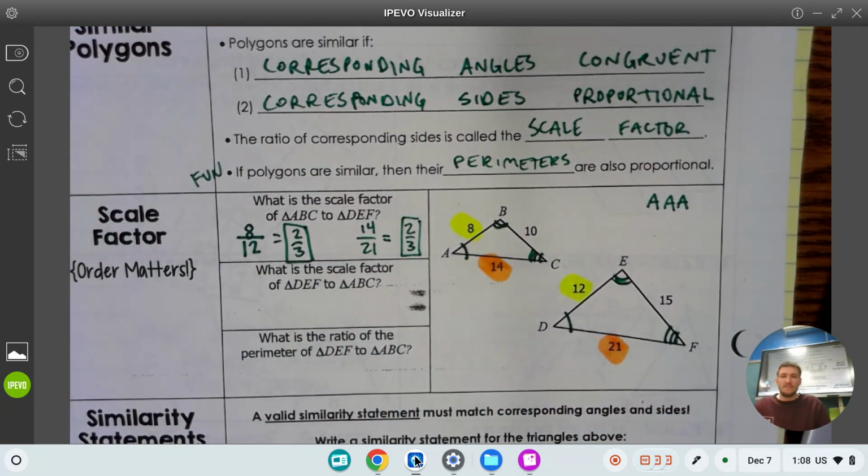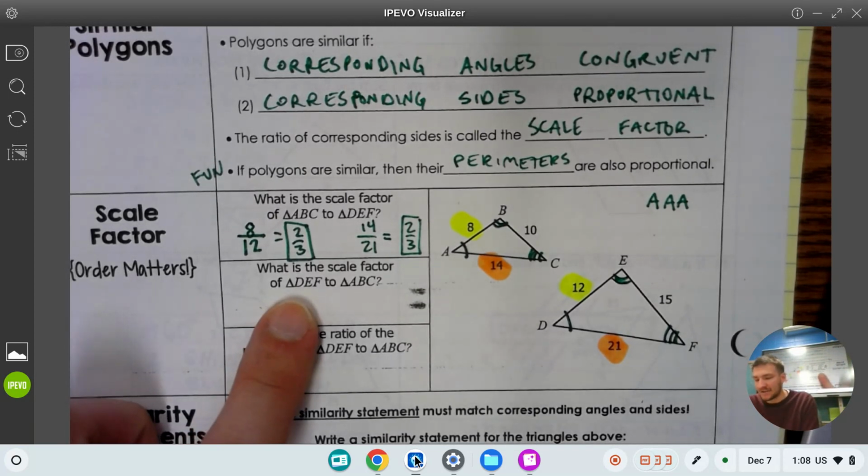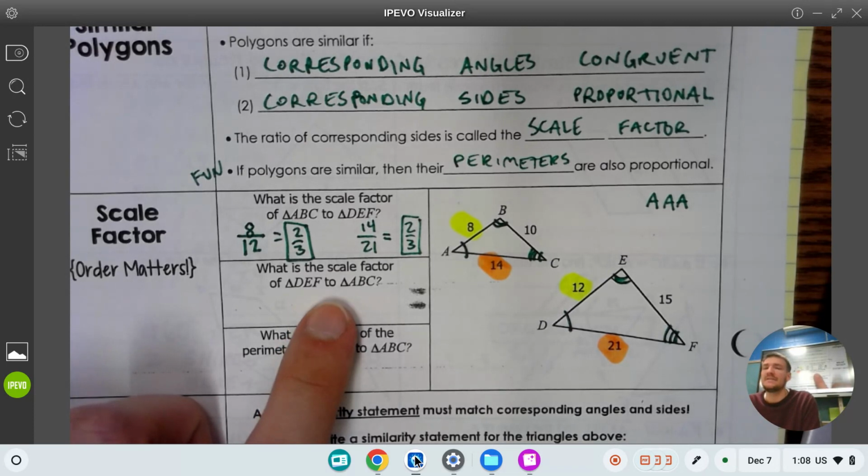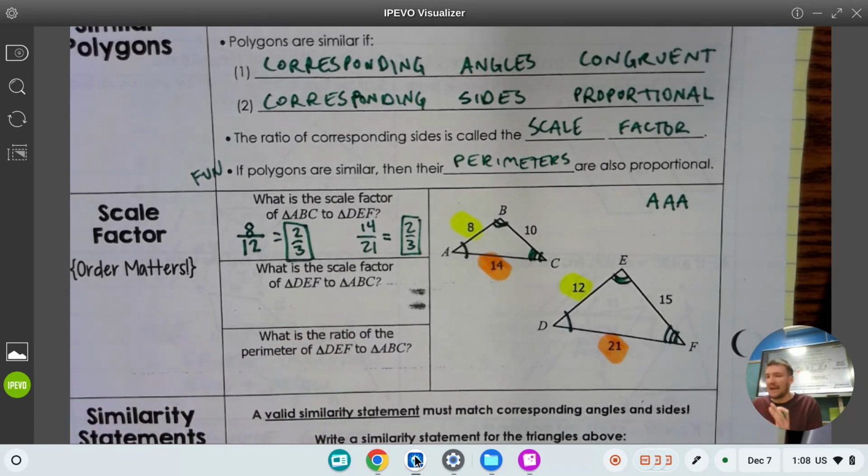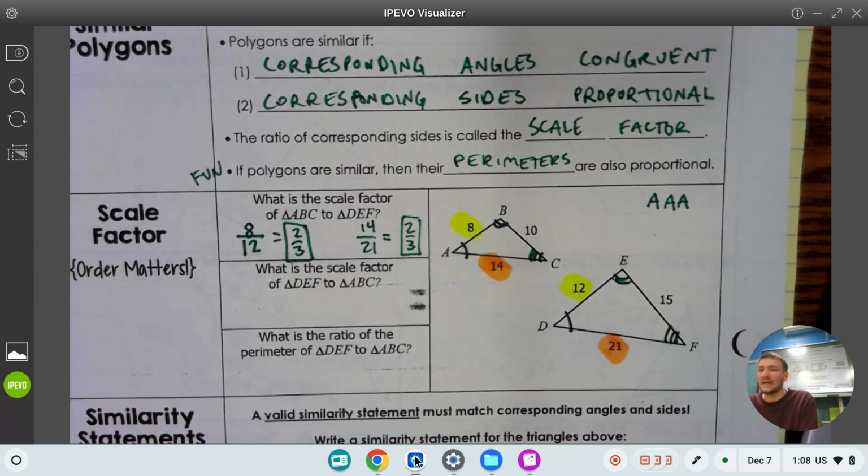No matter which ones you pick, they're going to be all the same. So we get 2/3. Now, what is the scale factor of DEF to ABC? It sounds a lot alike. Is the answer going to be 2/3 again?